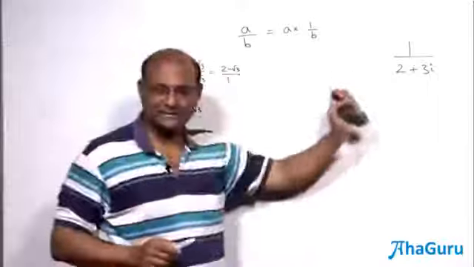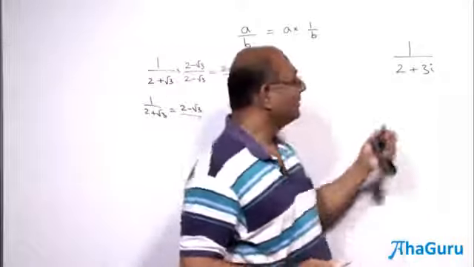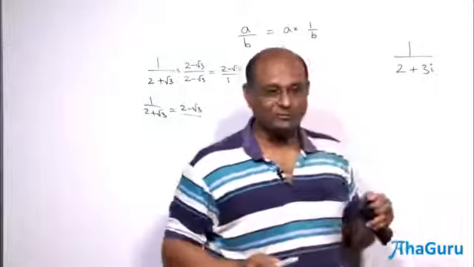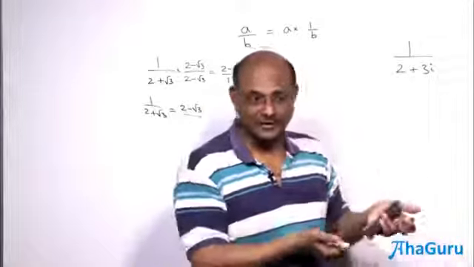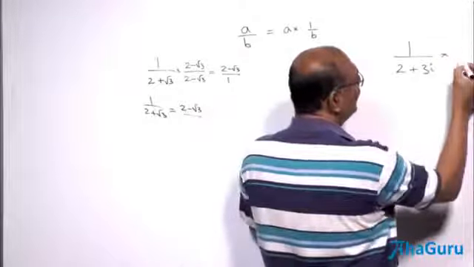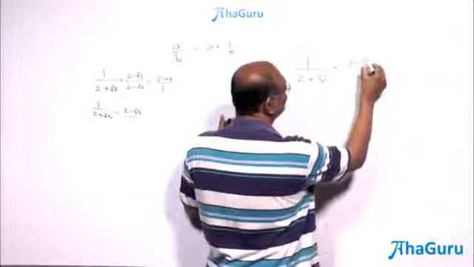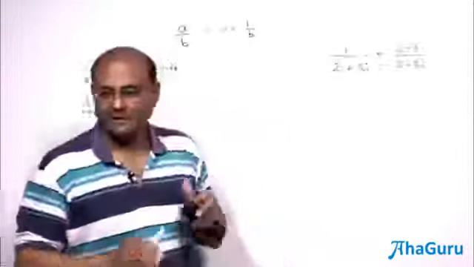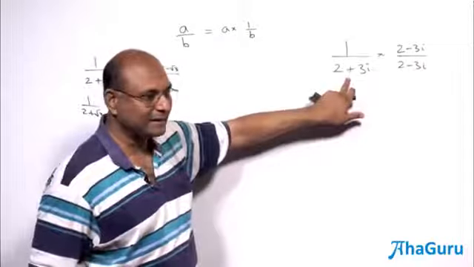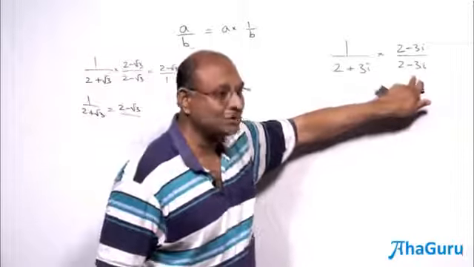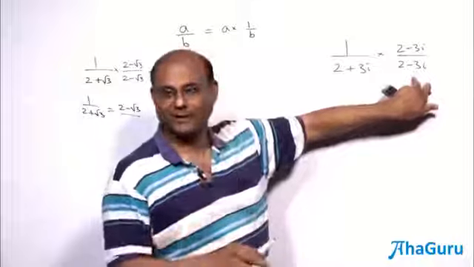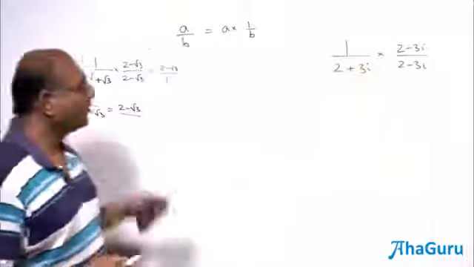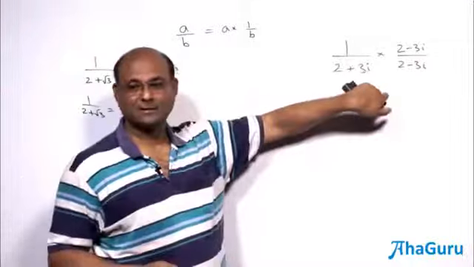Very exact same idea here. We don't like that i sitting down. So what do we do? We get rid of the i. How do we get rid of the i? Multiply and divide by 2 minus 3i. Now this is a very, very normal step. Whenever you see something in the denominator, multiply by its conjugate. We still in fact use the same word. This is also called conjugate. What if I had 2 minus 3i?